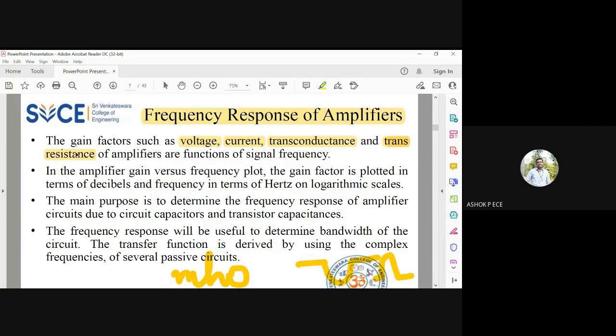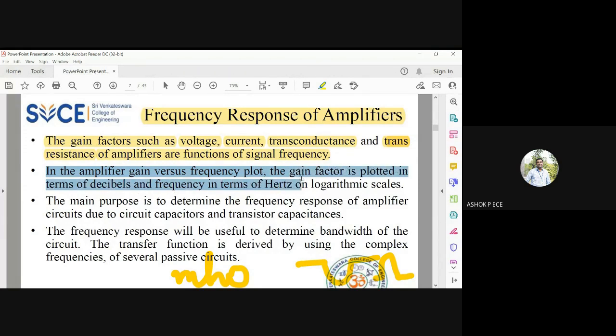Okay, so for any amplifier, I can measure all these parameters as a function of frequency. You can vary the frequency, and for each frequency, you can measure the gain. Specifically, these experiments you will be doing in the third semester lab. You will be finding out the frequency response of amplifiers. So you are going to plot gain versus frequency. Frequency will be along the x-axis, gain along the y-axis.